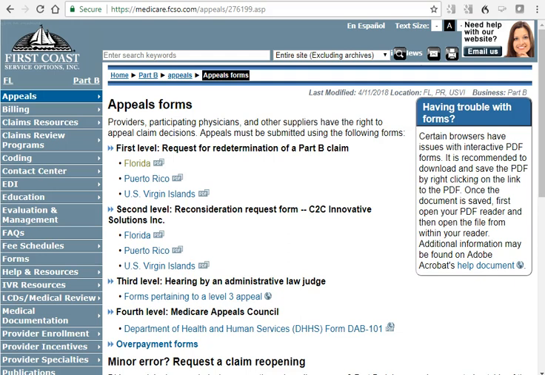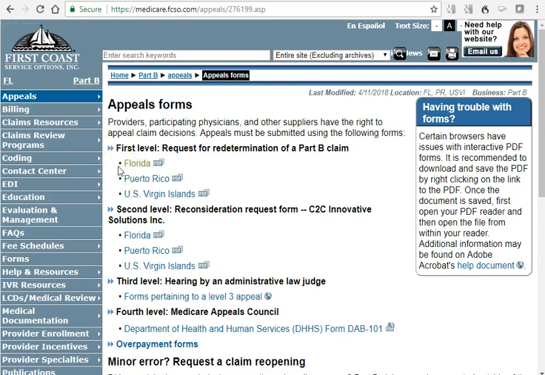So we're going to look at a few different examples, and we're going to start with a Medicare administrative contractor called First Coast Service Options. Now, we've chosen area of Florida and Part B and selected a first level redetermination.